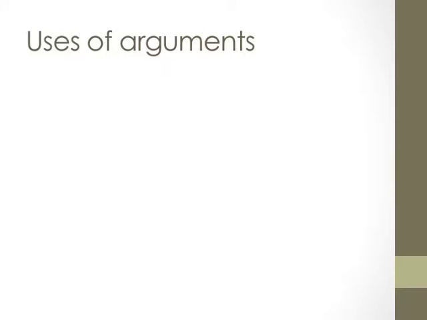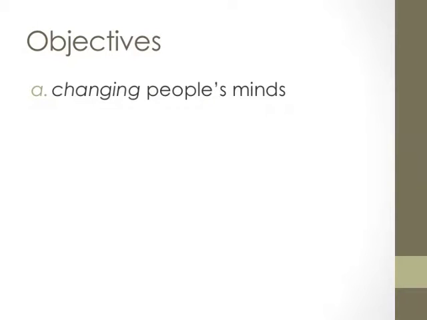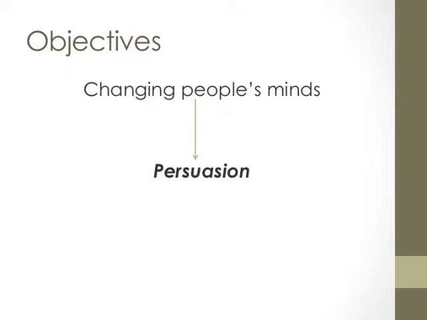So, why do people use arguments for? One use is to change people's minds about a particular issue. This is what is called persuasion. So, one of the uses of arguments is persuasion, that is, to persuade someone of the truth of the argument's conclusion. So, if the argument is good, and if people are rational and unprejudiced, and you have expressed your argument clearly, then if all goes well, your audience will be convinced of the conclusion.